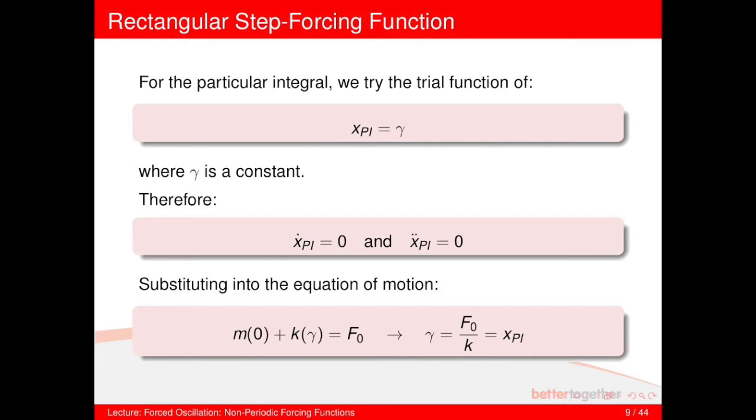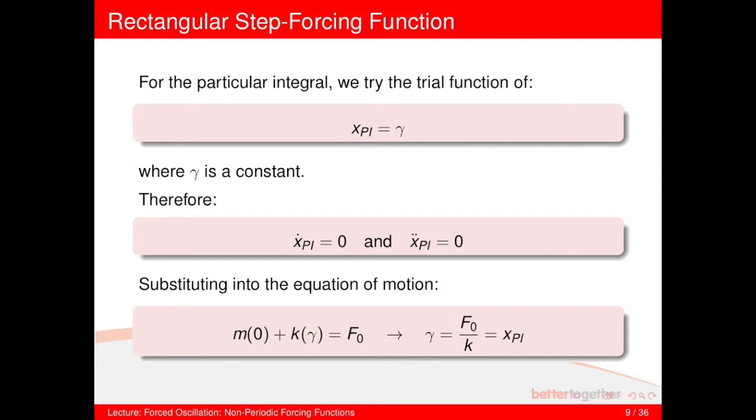Okay. So where I had mx double dot, I stick in my double dot term, which is 0, and I take my xpi term and put it where it was: kx equals F0. I've still got my force down here, and it's quite clear that if you solve for gamma, you end up getting F0 upon k. That is my particular integral.